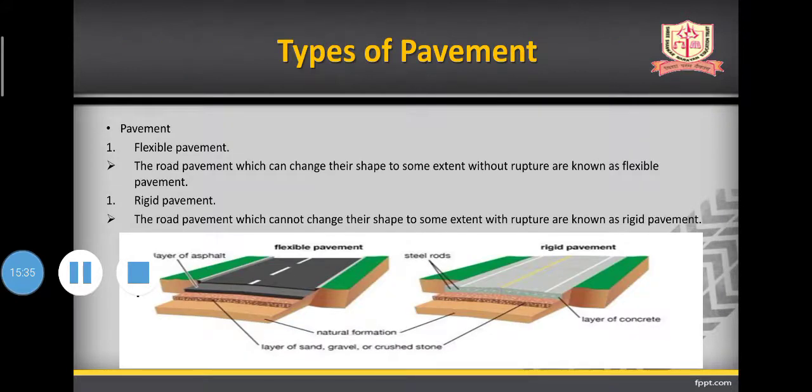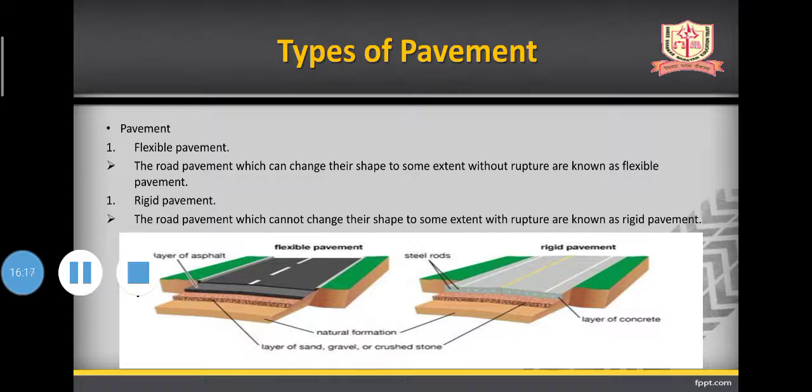Then the types of pavements. There are two types of pavements. First is a flexible pavement and second one is a rigid pavement. What is a flexible pavement? The road pavements which can change shape to some extent without rupture are known as flexible pavements. It means a flexible pavement can't break. Because of the vehicular load, the flexible pavement will not break, but it can change its shape. Rupture means a crack or a break.